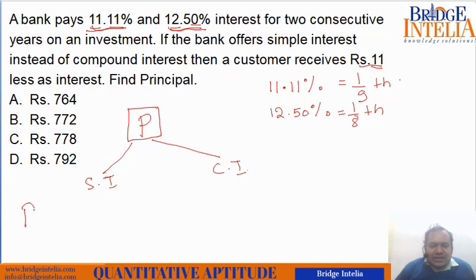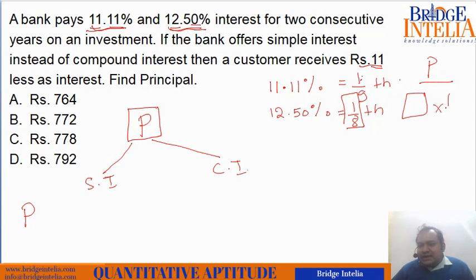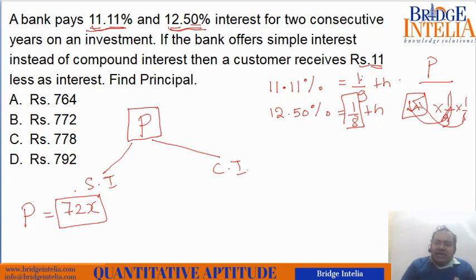Now understand, if you assume this to be P, P has to be such a number whose 1/9 can be found out and whose 1/8 also can be found out. So P must be a multiple of 9 to find its 1/9, and a multiple of 8 to find its 1/8. So at the same time, P has to be a multiple of 8 and 9. So I assume P to be equal to 72x. See how easy calculations would become. So let's assume P to be equal to 72x and let's try to solve this question.